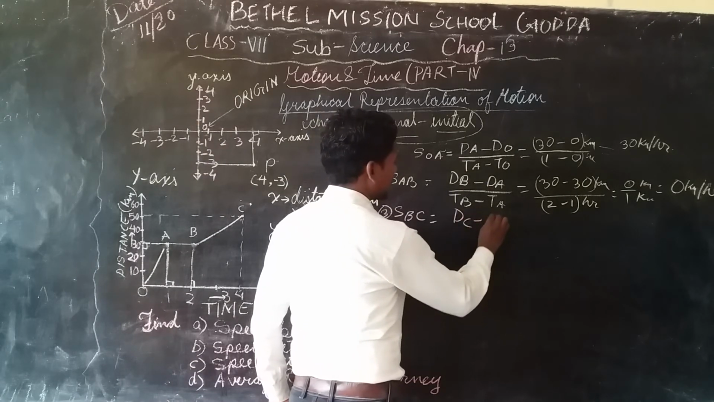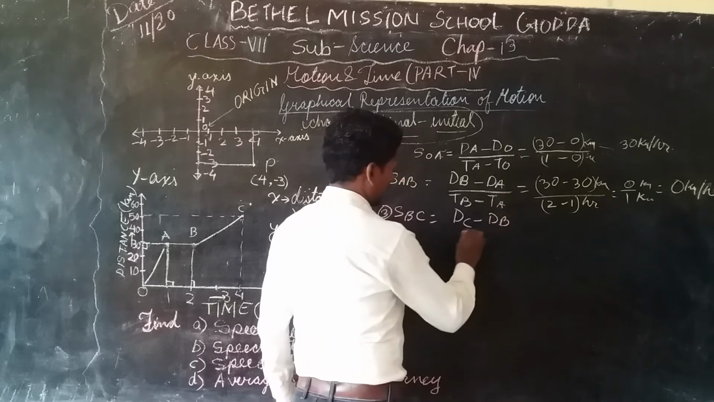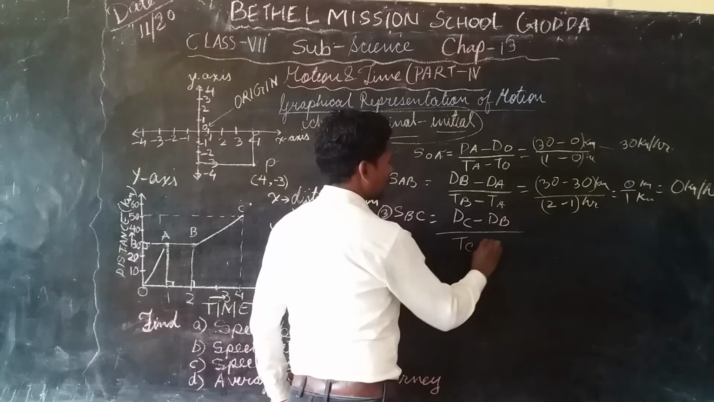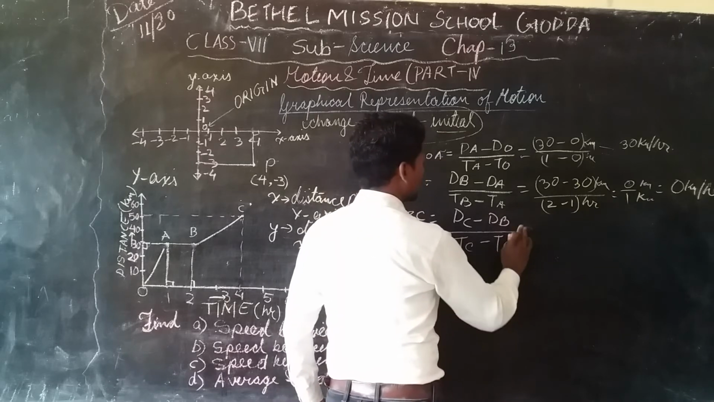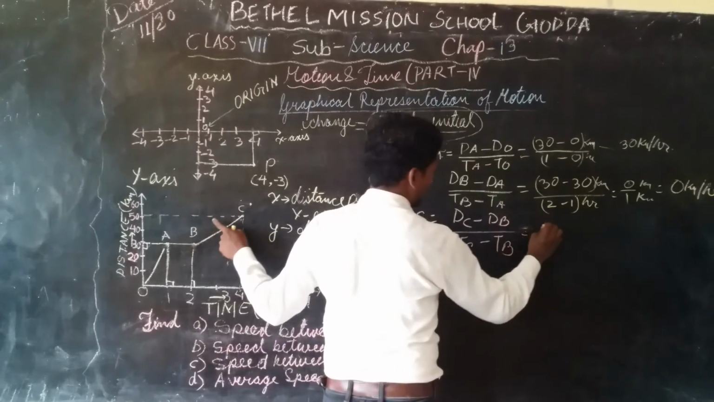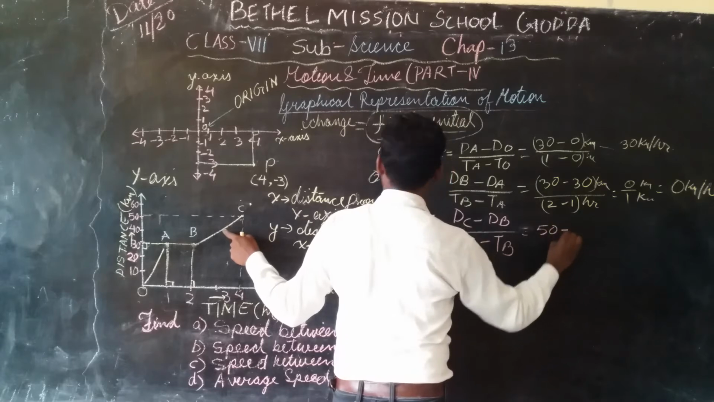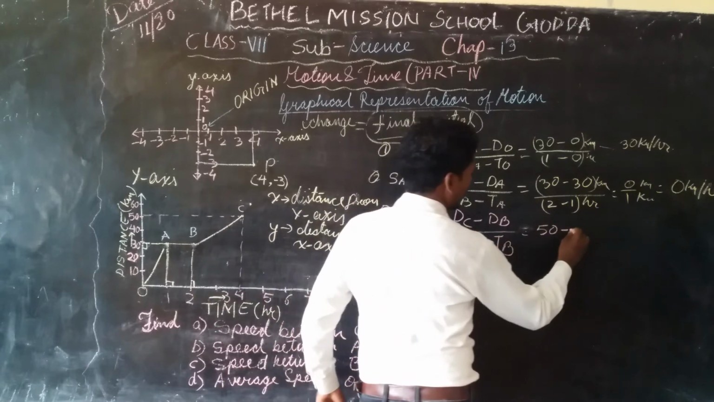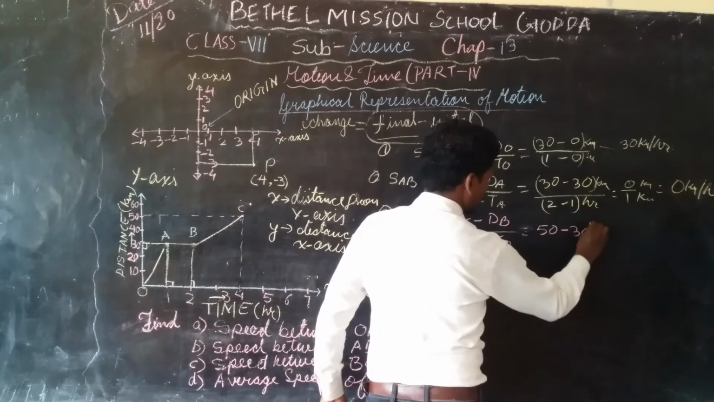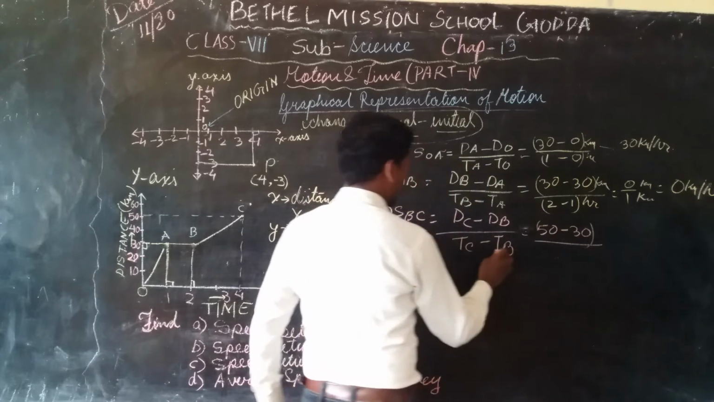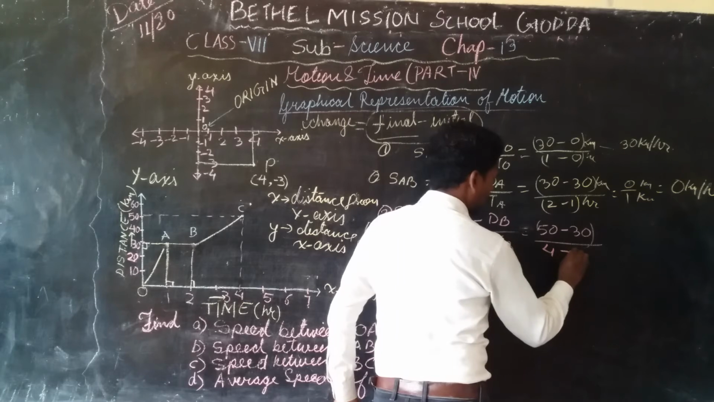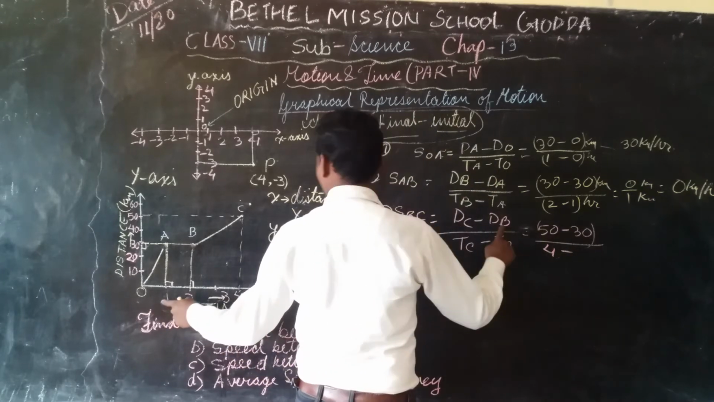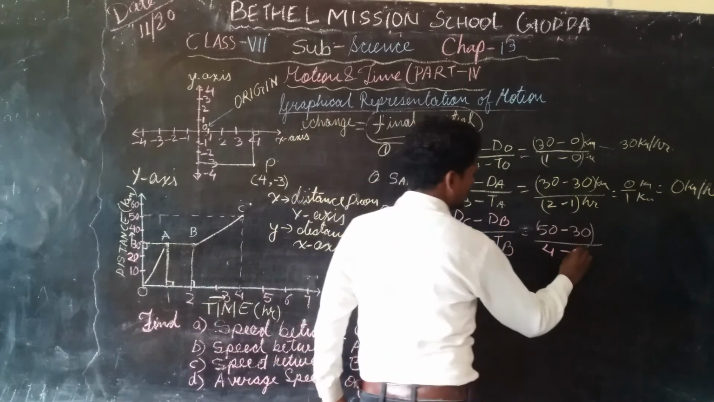So DC minus DB. And here also TC minus TB. So what is DC? DC is your how much? 50. Okay. Then what is your DB? DB is our 30, whole by what is the time at C? Time at C is 4, minus how much? Time at B. Time at B is 2.